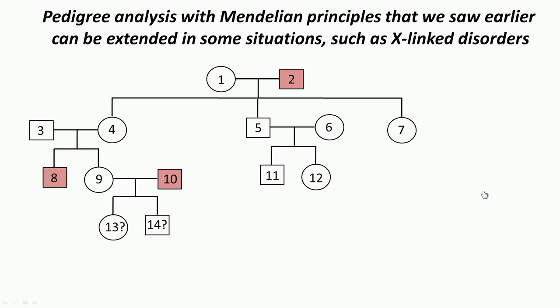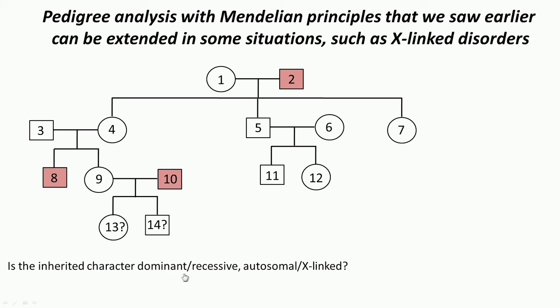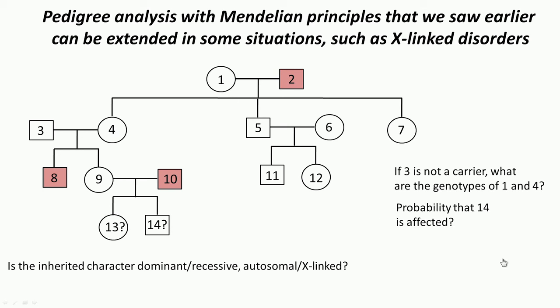You would like to find out what kind of a disorder it is. These are the questions. Is the inherited character dominant or recessive, autosomal or X-linked? That is the first question. If 3 is not a carrier, if this is given, what are the genotypes of 1 and 4? That is what you are asked to find. The probability that 14 is affected is what you are asked to find. Okay? Why don't you work this out?